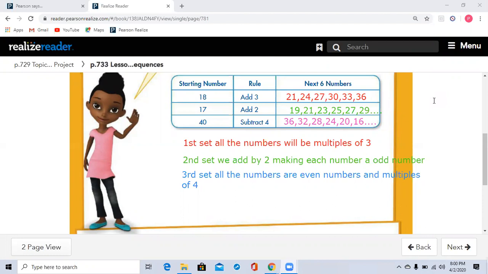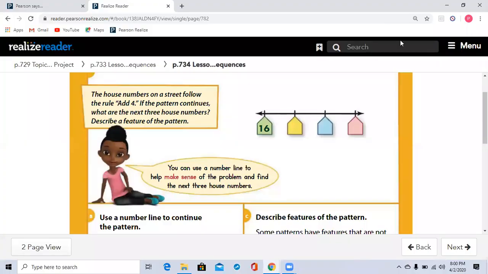So let's carry on to the next page to see what we can find out more about patterns. The house numbers on a street follow the rule, adding 4. If the pattern continues, what are the next 3 house numbers? Describe a feature of this pattern. So if I look at 16 and I have to add 4, I get the number 20. Then 24. Then 28. And the pattern will continue.